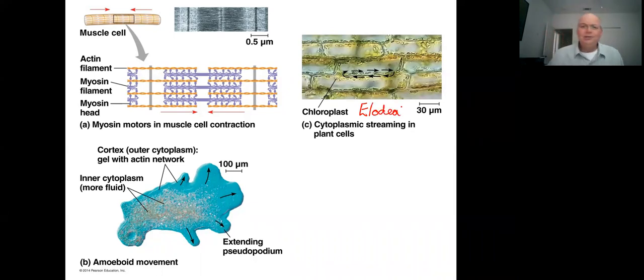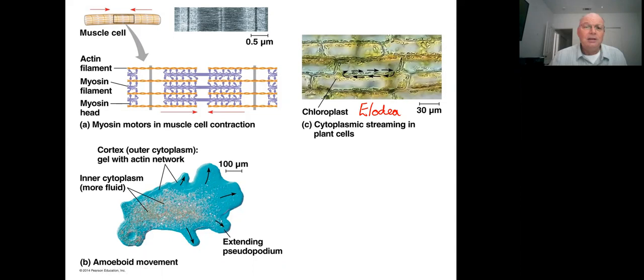So Elodea is a little aquatic plant that we use a lot. And when you look at it under the microscope, you can actually see the chloroplasts moving around in a racetrack fashion. This is called cytoplasmic streaming, and that is also driven by actin filaments. Likewise, the change in shape of an amoeba, as I said, is mediated by the microtubules, but the microfilaments also play a part because they are the contractile elements. But microtubules have a significant role in helping the cell change shape as well.